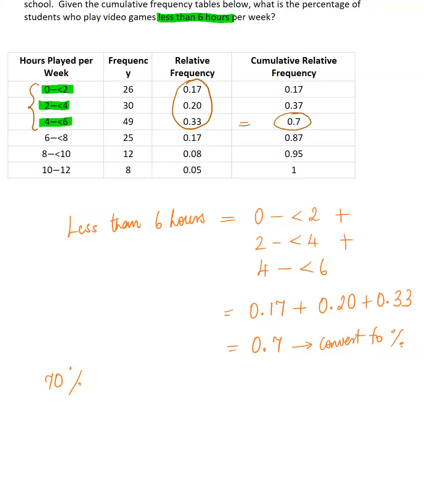So you always multiply by 100%, right? So 70% of students play video games for less than 6 hours per week.